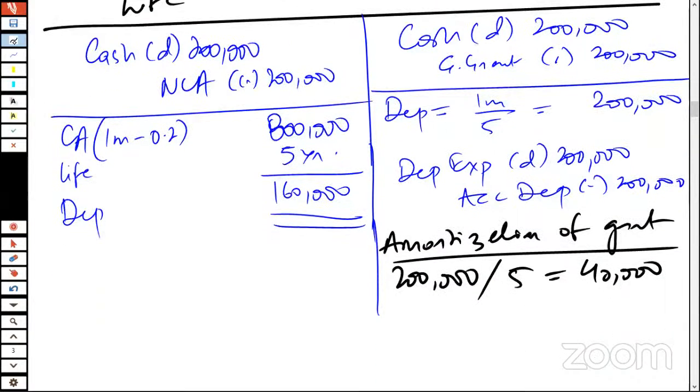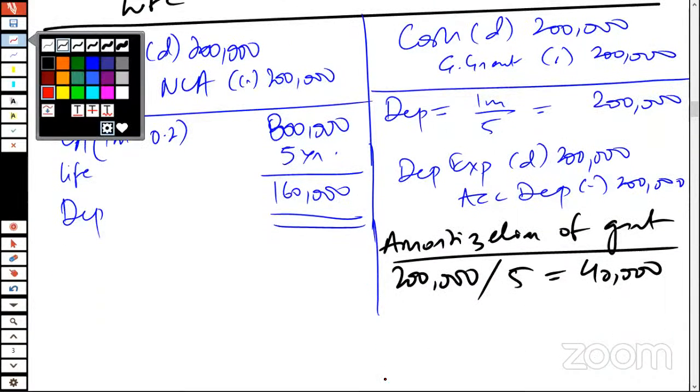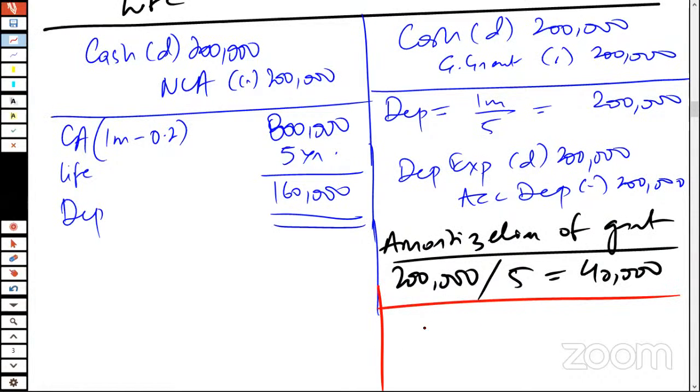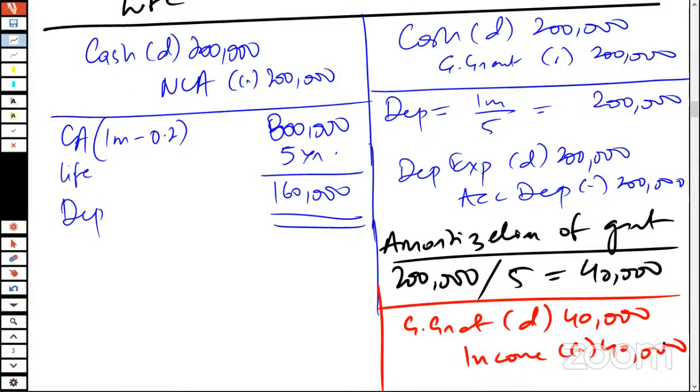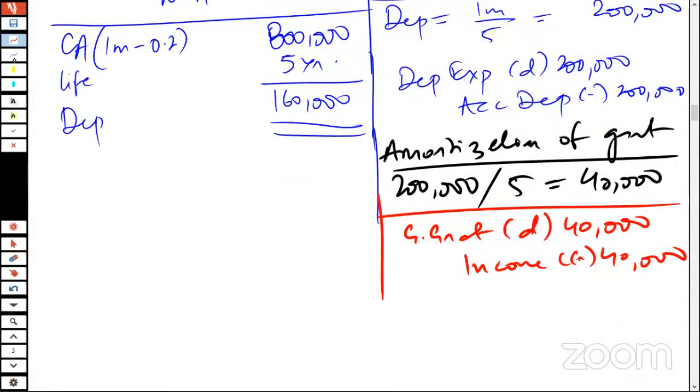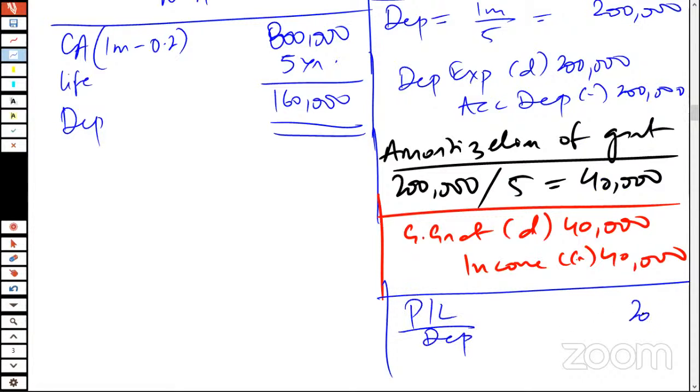So what are you going to do? Every year you're going to recognize an entry where the government grant, which is a liability, is debited by 40,000 and you recognize an income of 40,000. So if you look at the profit and loss account, you're recognizing depreciation of 200,000 and an other income of 40,000. At the end of the day, the net expense to be recognized in the P&L is 160,000.